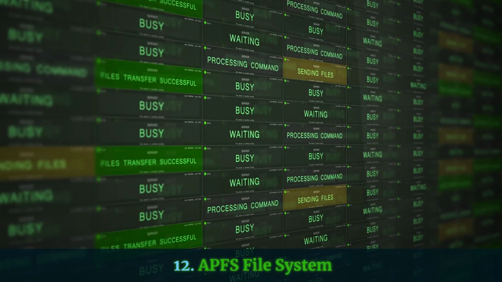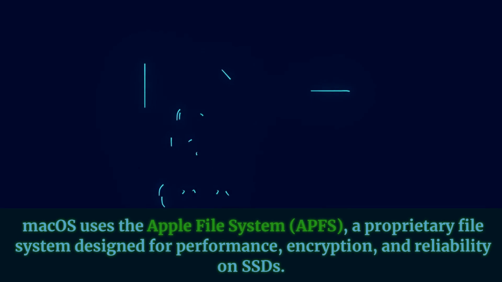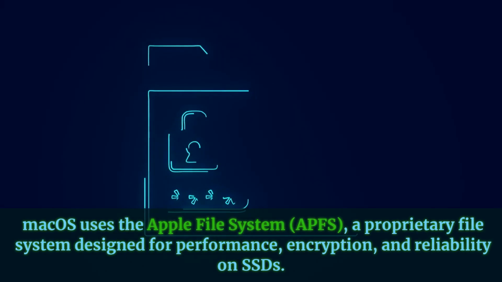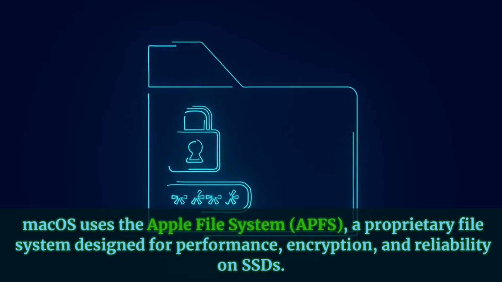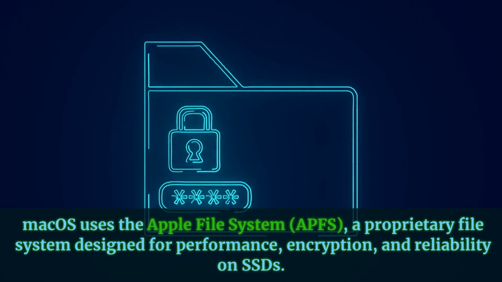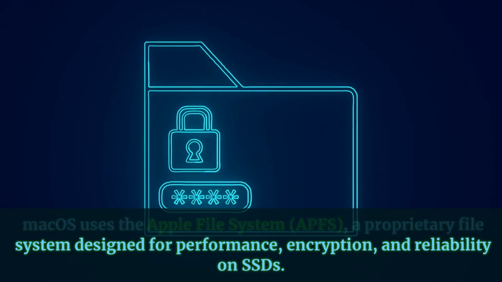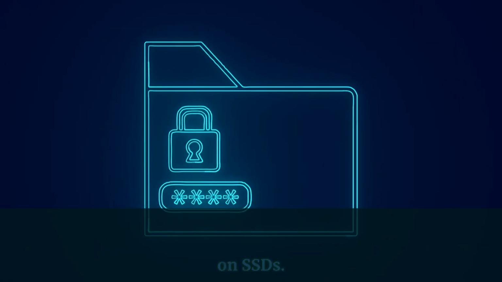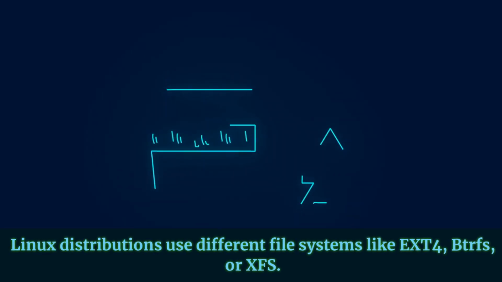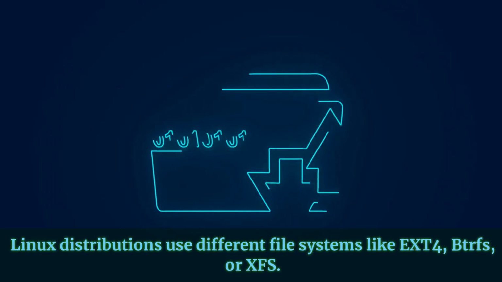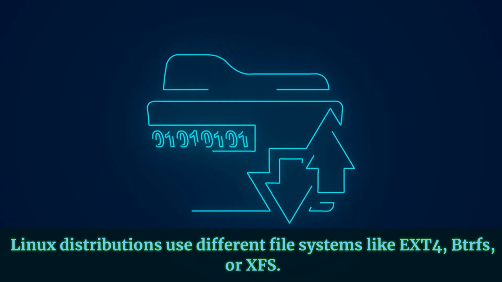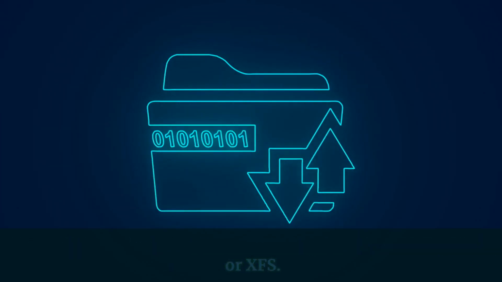12. APFS file system. macOS uses the Apple File System, APFS, a proprietary file system designed for performance, encryption, and reliability on SSDs. Linux distributions use different file systems like ext4, Btrfs, or XFS.